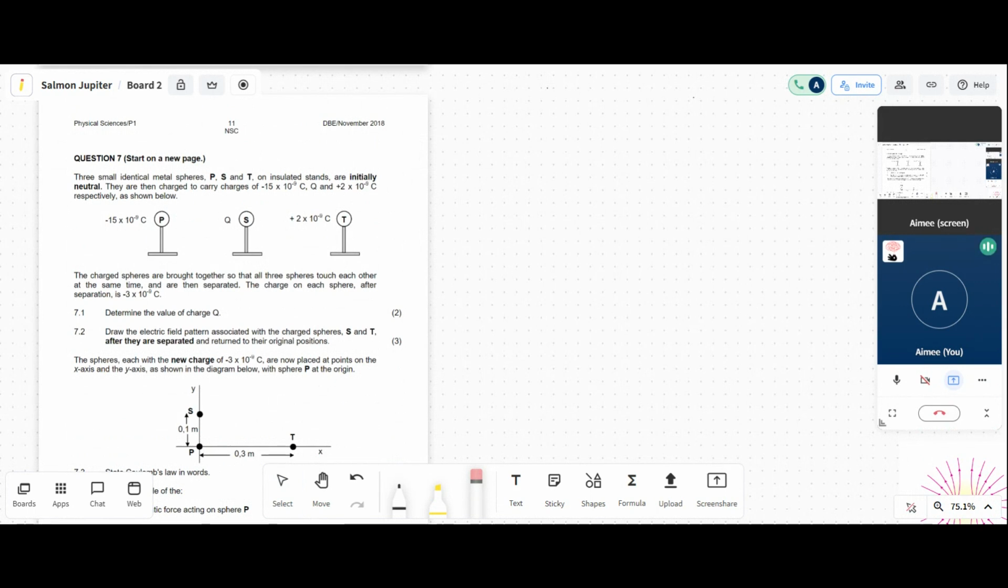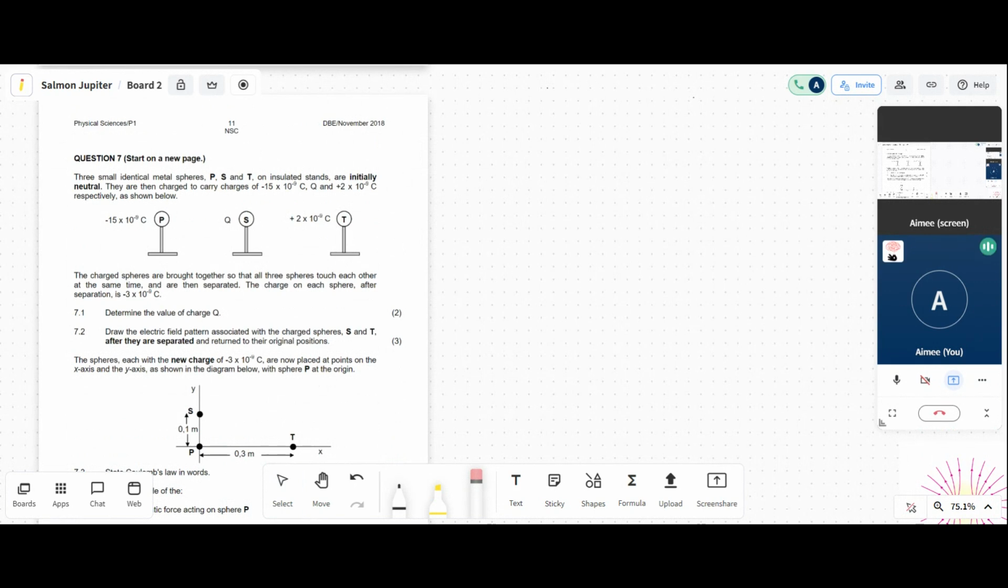Question 7 says, 3 small identical metal spheres P, S, and T are on insulated stands, and they are initially neutral. They are then charged to carry charges of negative 15 times 10 to the negative 9 coulombs. Q is, so you don't know Q, and they've given you T.